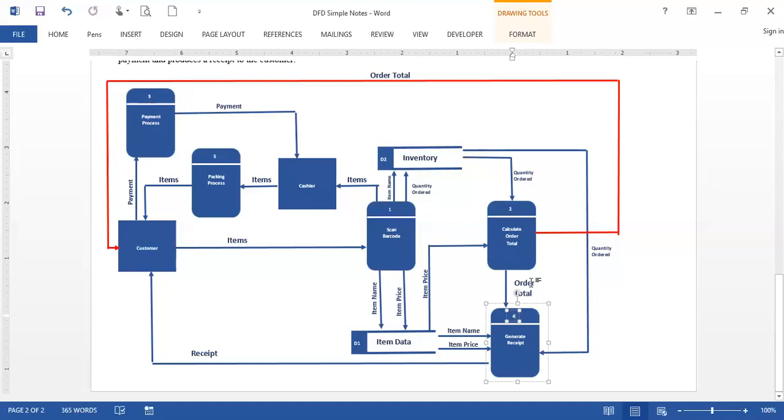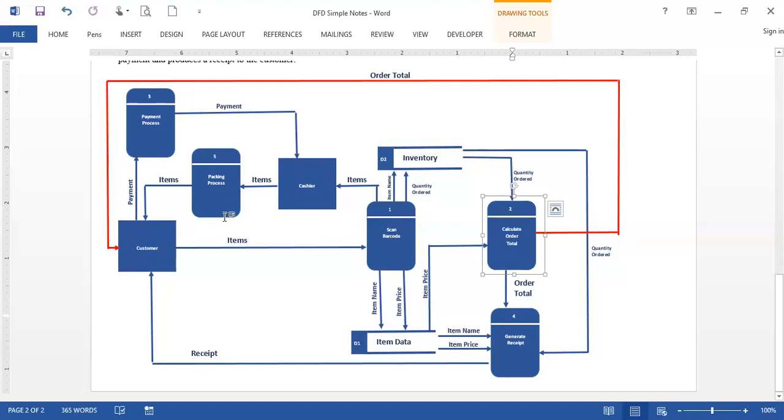All right, so to generate the receipt, the order total was taken from the calculate order total process, and also the item name and the item price were taken from the database, the item data database, and then the receipt is produced and given to the customer. Now we're finished with process 4. We need to go to process 5. With process 5, after the customer receives the receipt and payment has been received, we can go ahead and start packing the items. So the cashier brings the item through the packing process, and then it is sent to the customer.